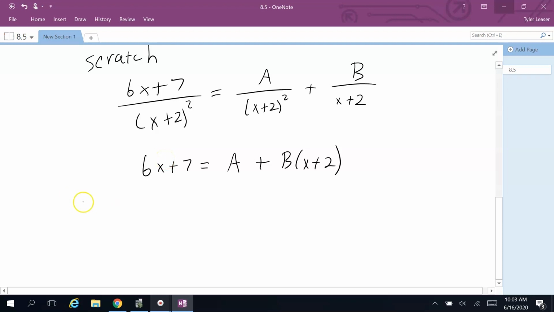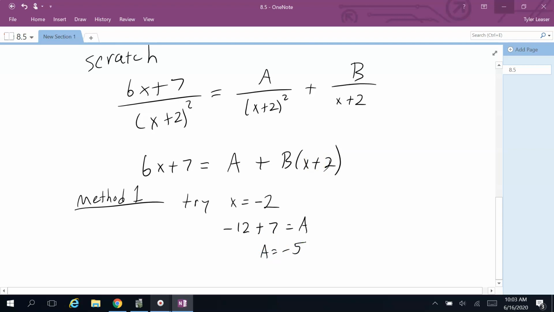So let's break this up into different methods. We'll say method 1. With method 1, just try different x values. And usually you want to try the x values that would make some terms disappear. If I try x equals -2, that'll make this whole parentheses go to 0, which will leave the a by itself. So plugging -2 in, I'm going to get -12 plus 7. That's going to be equal to the a. Remember, this whole term was just 0.